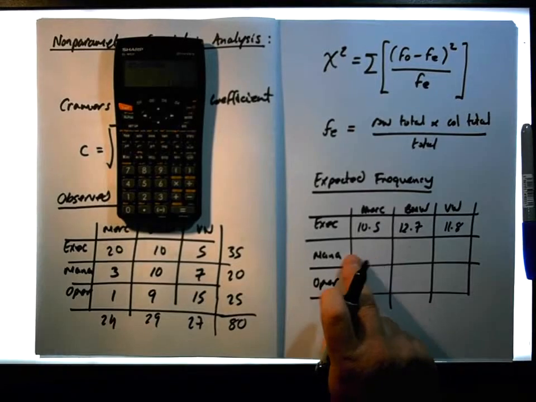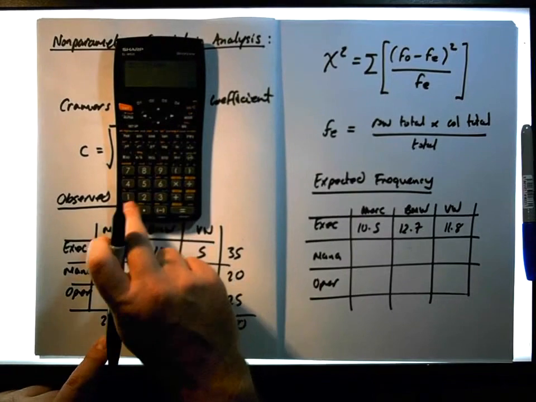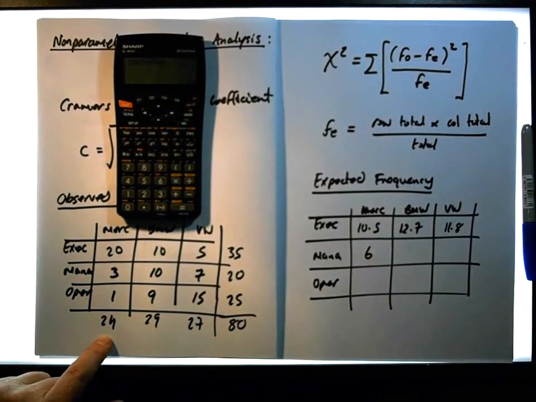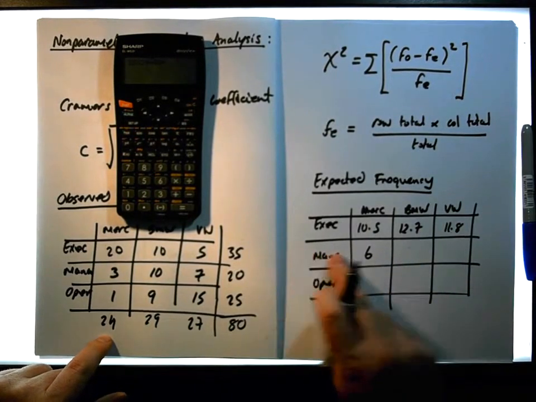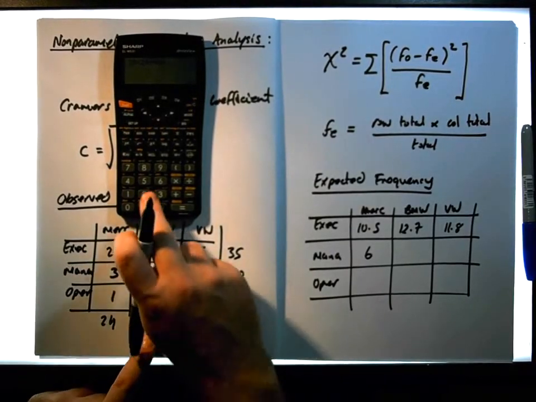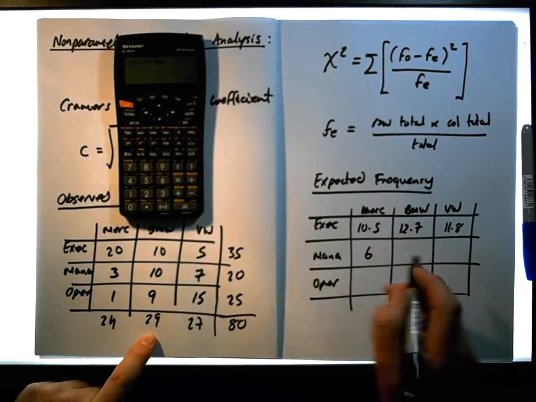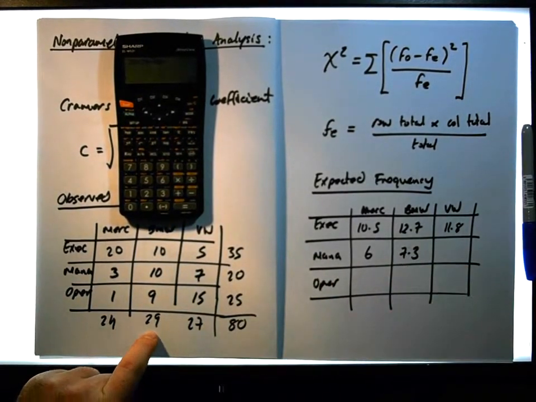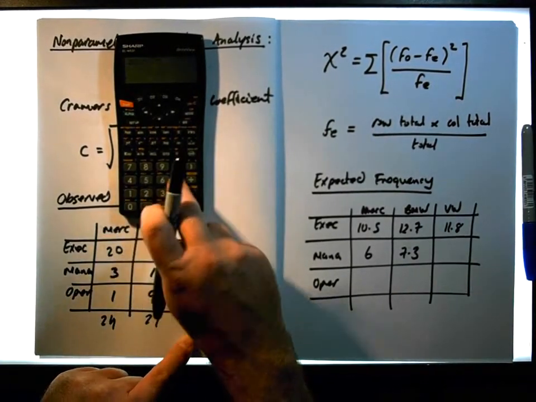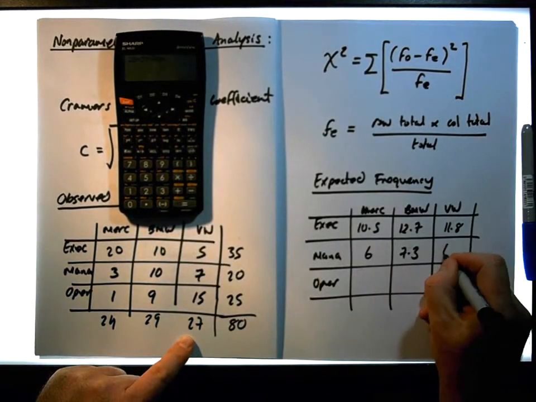Moving along, we have the second row, first column. So second row is 20, first column is 24. So it's 20 times 24 divided by the total, which is 80, which gives us 6. The next cell is second row, second column. So it's 20 times 29 divided by 80. Gives us a value of 7.3. Then second row, third column, 20 times 27 divided by 80, gives us approximately 6.8.